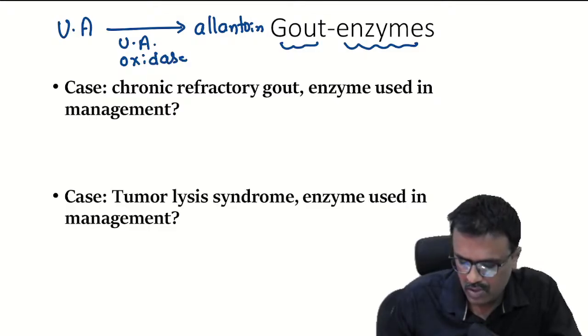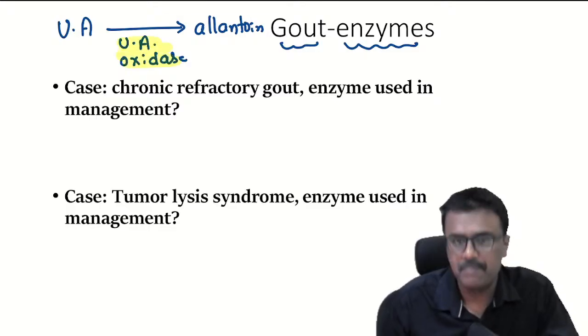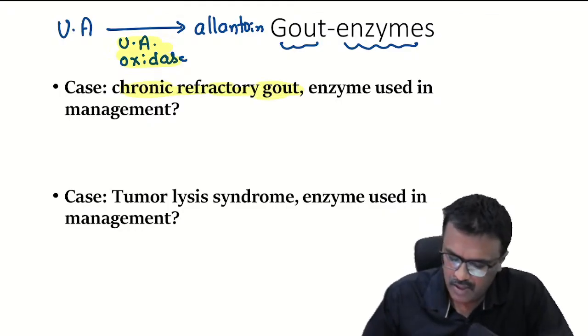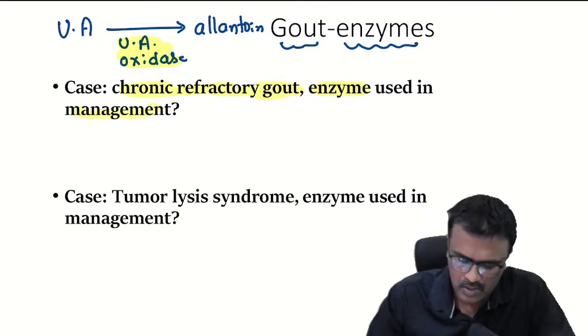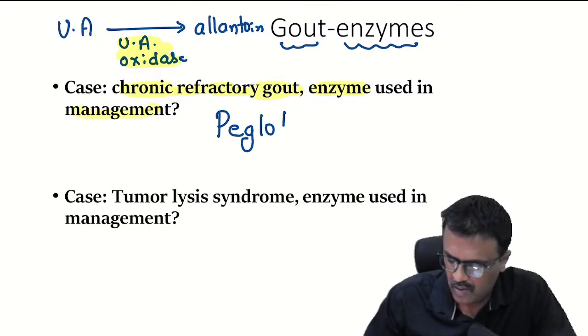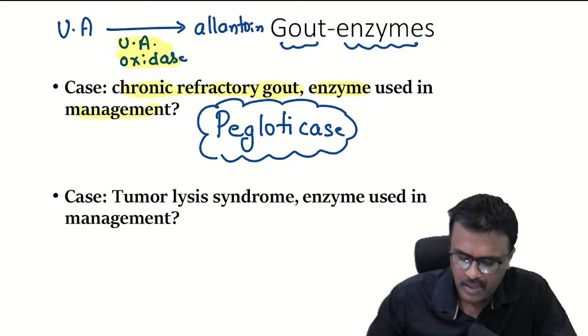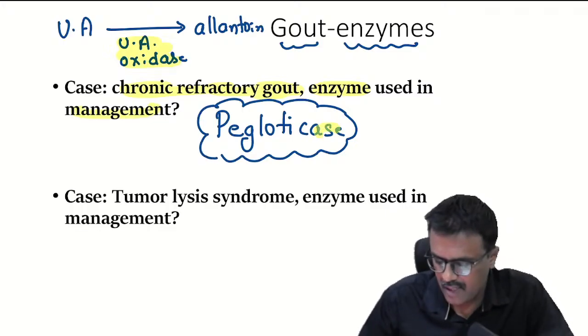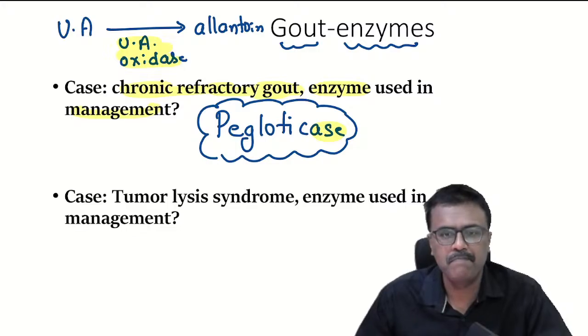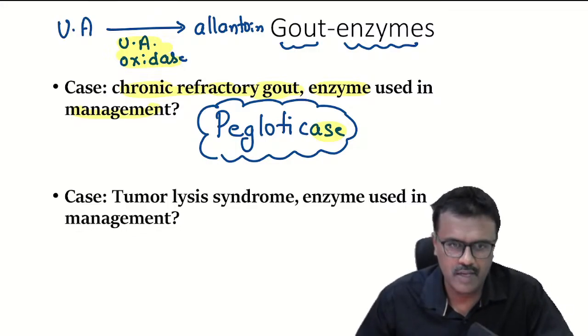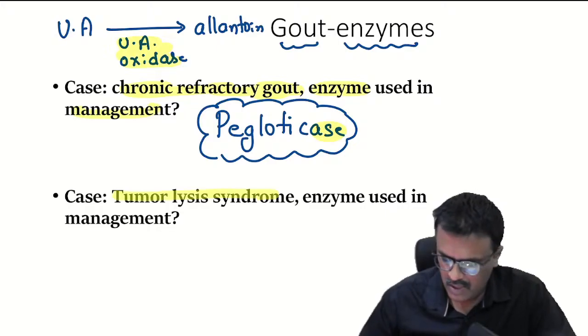Now humans don't have this enzyme, we have to make them. Suppose a patient is having chronic refractory gout. What is the enzyme used? The recombinant enzyme is called pegloticase. Remember, pegloticase. In pharma, anything ending with ase is an enzyme. Streptokinase, urokinase, pegloticase.